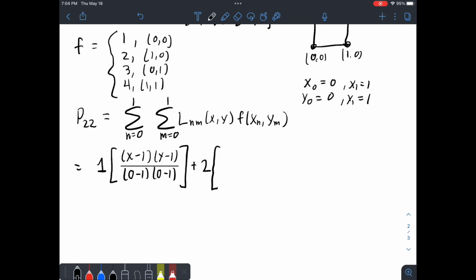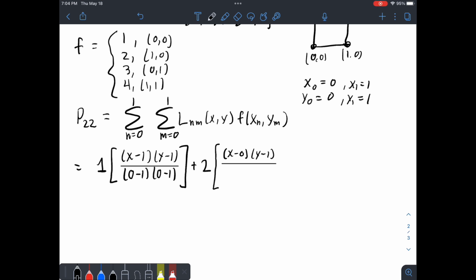The function value was 2. This is f of x1, 0. So x is 1, so now we're going to have x minus 0, the point that we're not at. And then y minus 1. And then when we are at 1, 0, we need this to equal 1.